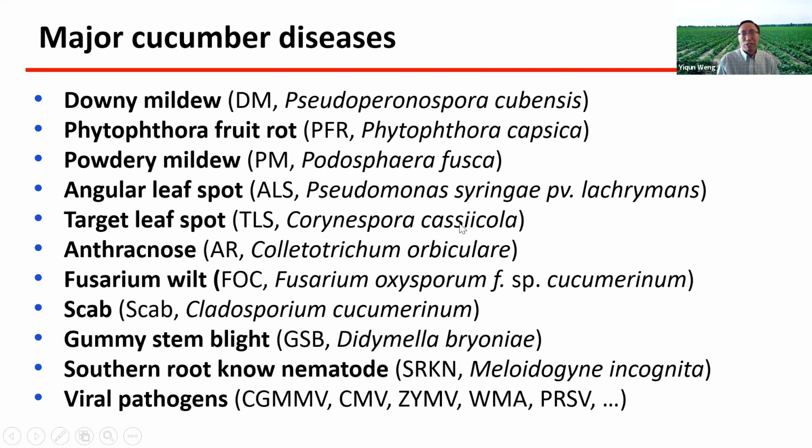Since we machine harvest, downy mildew and fruit rot are actually the top priority for breeding in open field pickling cucumber production. And for some others, like the CGMMV virus, it's a new threat for cucumber production in the greenhouse industry. But for some others, like the southern root-knot nematode, it has been a problem for many years. But unfortunately, we don't have any resistance source in cultivated cucumber.